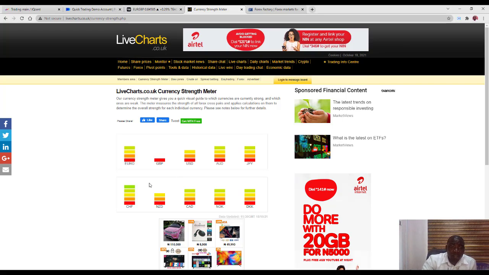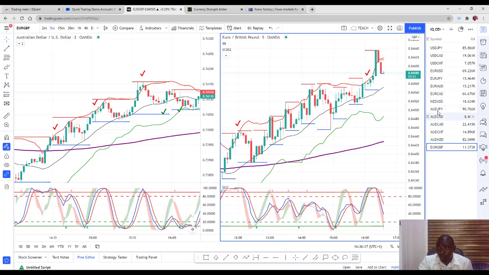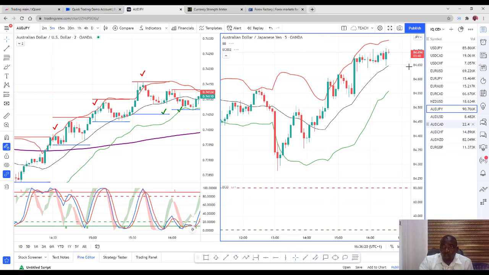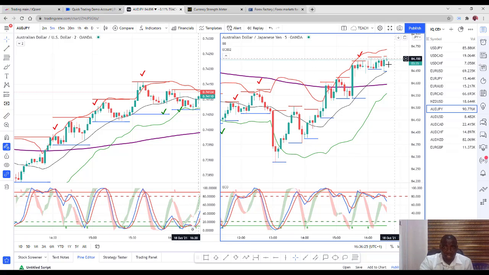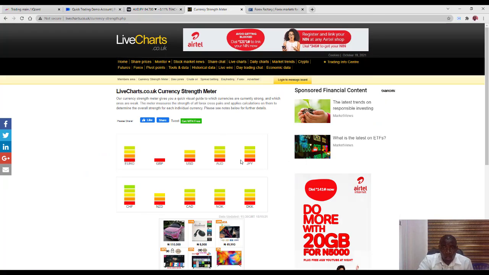Sometimes you see it that, let's check this AUDJPY. You can see that at the moment the market is buying. At the moment AUDJPY is buying. But if you check your currency strength meter, AUDJPY is supposed to maybe be consolidating. It's supposed to be in a ranging market. So that is why strictly I, for one, don't depend on this.